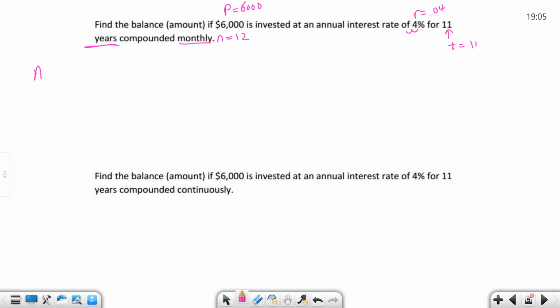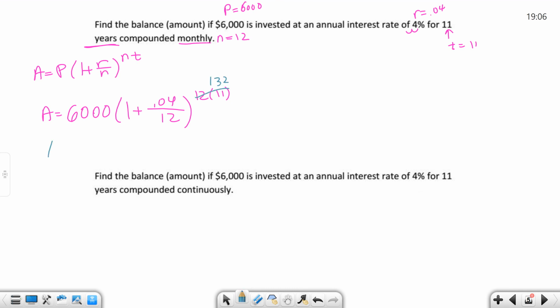So guess what I'm going to do first? A equals P times (1 plus R over N) to the NT power. So then I'm going to say A equals, not 2,000, I was about to write 2,000 again, 6,000, and then 1 plus R is 0.04 over N is 12, to the 12 times 11 power. All right, so again, 12 times 11 should be 132, I think. Yep, so this should be 132.